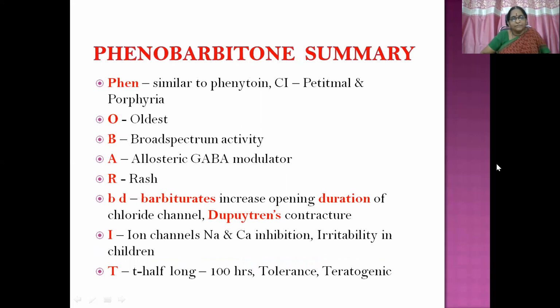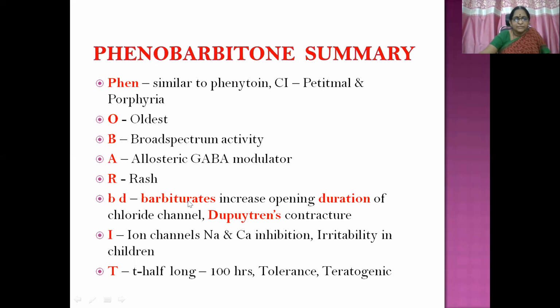So the summary slide for phenobarbital is phenobarbital. So you can see the mnemonic. P means it is similar to phenytoin. P for contraindication for petit mal epilepsy and porphyria. O for oldest, B for broad spectrum anti-epileptic drug, A for allosteric GABA modulator action, R for rash, B for barbiturate, and then I'm just giving the reverse of the letter B, that is D.